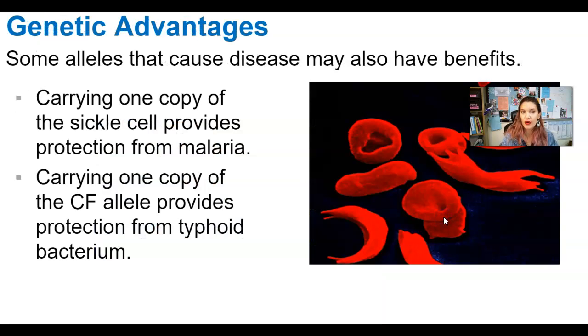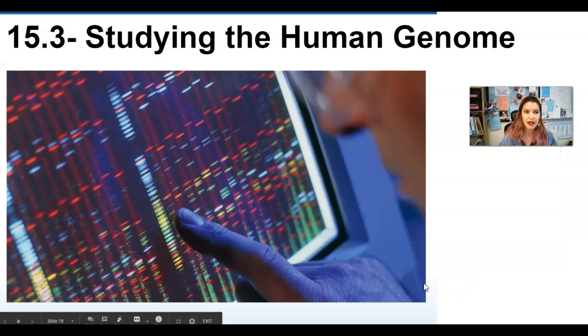Genetic advantages. It's very rare, but there are some genetic advantages where having a mutation in an allele will help you. Carrying one copy of the sickle cell trait provides protection from malaria. We'll read a little bit more about that in the book. And carrying one copy of the CF allele provides protection from typhoid bacterium, which was another study that we found. That's a benefit of being a carrier for the CF trait.